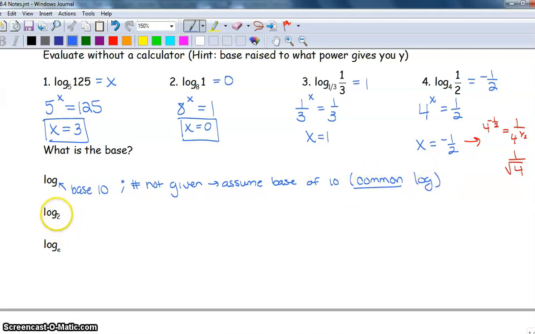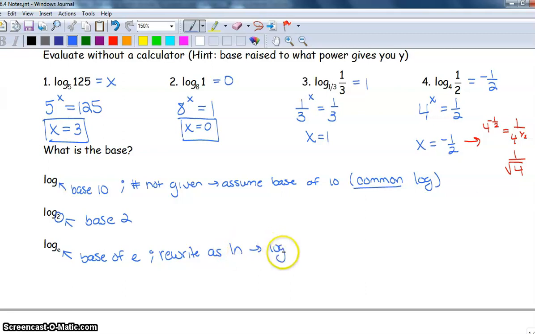Here, our base is this number down here, so we have a base of 2. And for the last one, we've got a base of e. And this is another special one. If you have a base of e, we're going to rewrite this as ln. So you should know that the log base e is the same thing as ln, and this is our natural log.